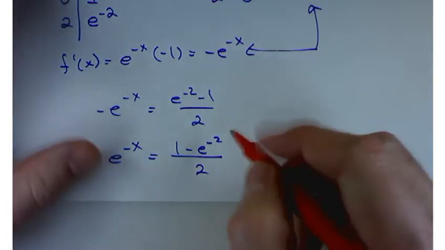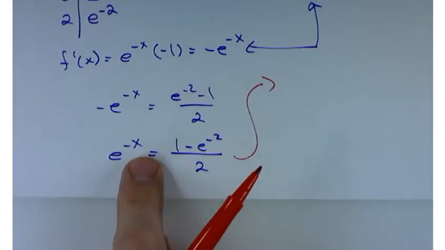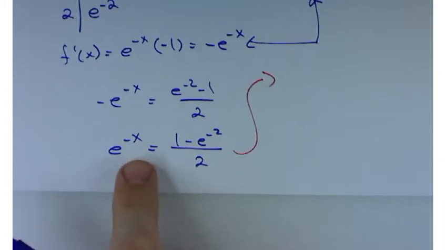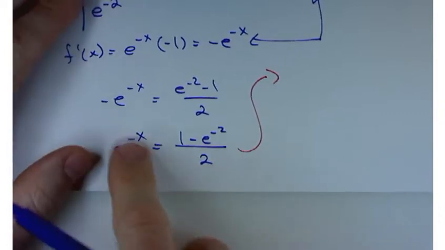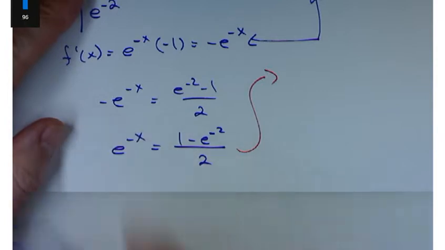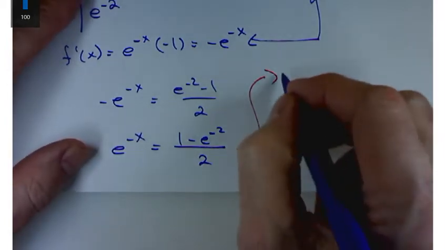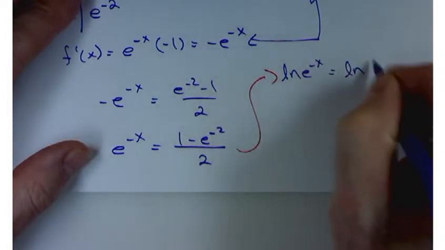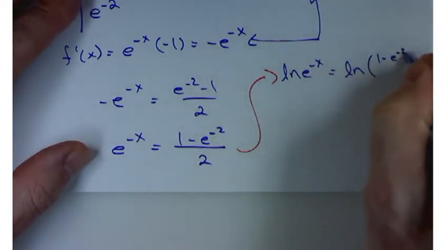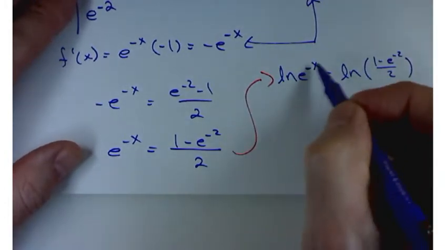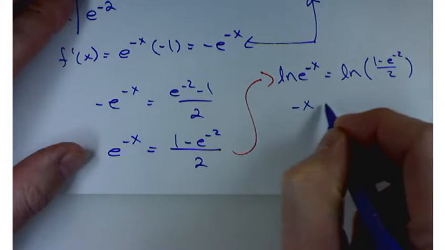Well, how do I solve from here? What would you do to try and solve for x? No. Take the natural log. No, you don't want to multiply by 2 because that would put the 2 over here and you're trying to get the x by itself. So I'll take the natural log, ln of e to the negative x equals the ln of 1 minus e to the negative 2 over 2. And this is beautiful over here because that becomes negative x.